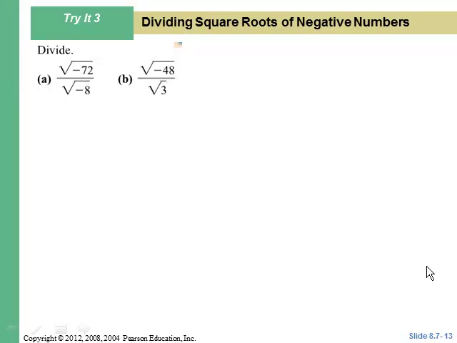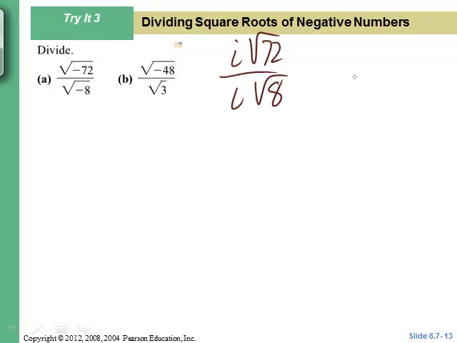You do these two. Okay, A is i root 72 over i root 8. 72 divided by 8 is 9. The i's cancel. Square root of 9 is 3.